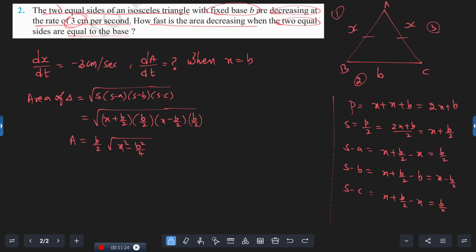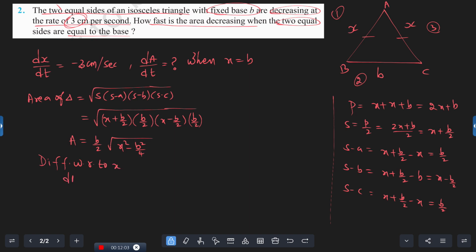So what we have to find is dA by dt. So we have to differentiate this. Here, sorry, x is the variable and b is the constant. Okay, so differentiate with respect to t on both sides.